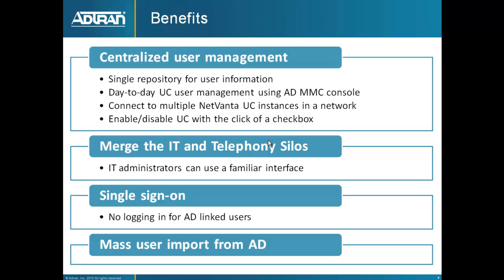If a user is leaving the organization, you need to disable access to network resources, to their email, to their voicemail, turn off their phone. All of this can be done by disabling the user in Active Directory simply by right-clicking and selecting Disable Account.